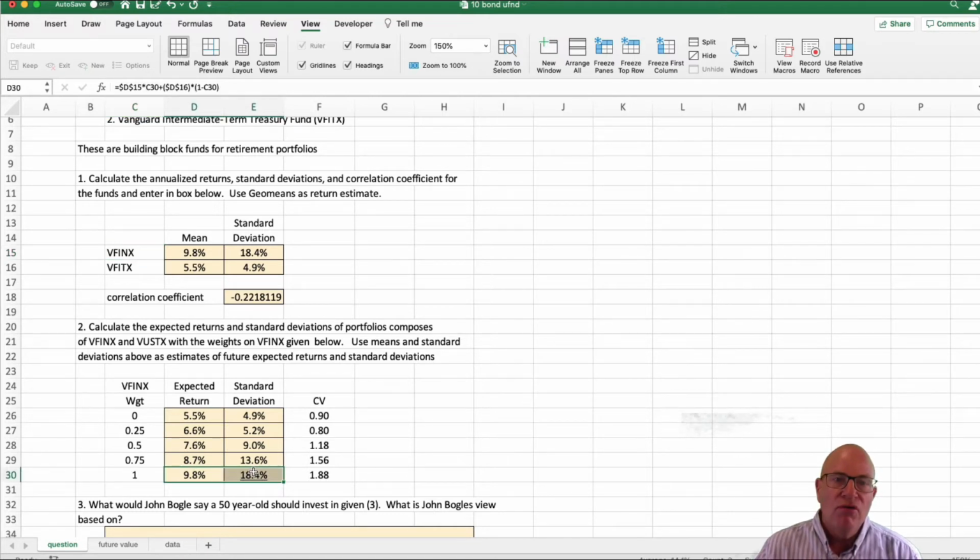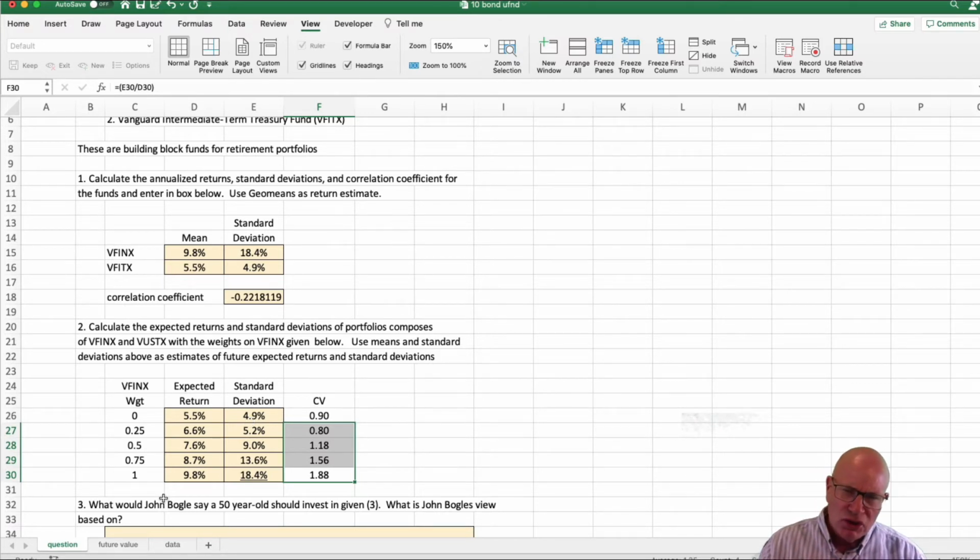Let me just show you. We go at 100%, 9.8 to 18.4, 75%, which is where John Bogle would say you should be at roughly your age, 8.7, 13.6, and then where I should be at, I'm roughly in between here, 7.6 or 6.6, 5.29. You can see we're lowering the standard deviation as we include more of the index fund. And here's our CV of returns. All right, so that is the risk and return. And as you lower the weight on the stock index fund, you then lower the expected return and the standard deviation, if those hold on to the future.